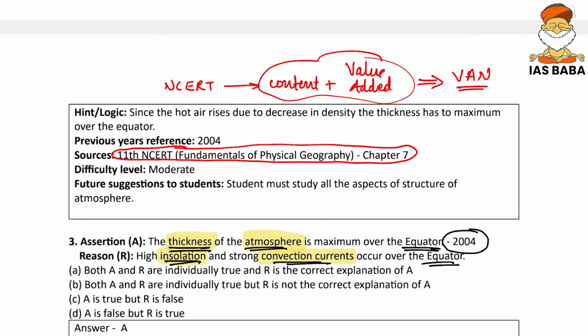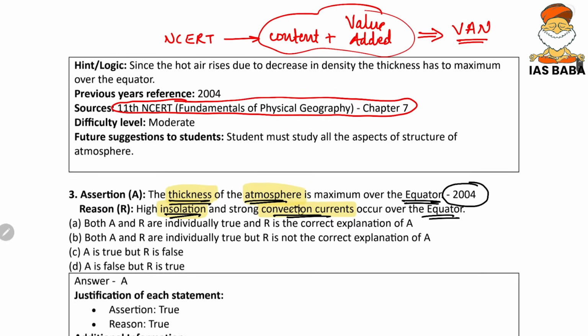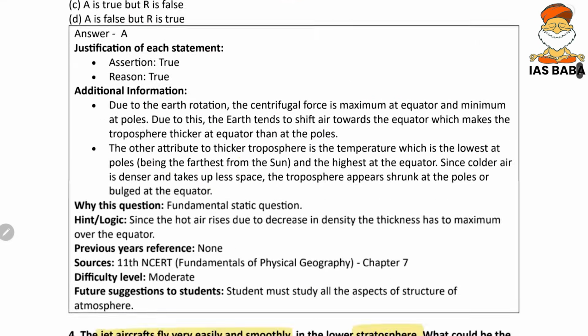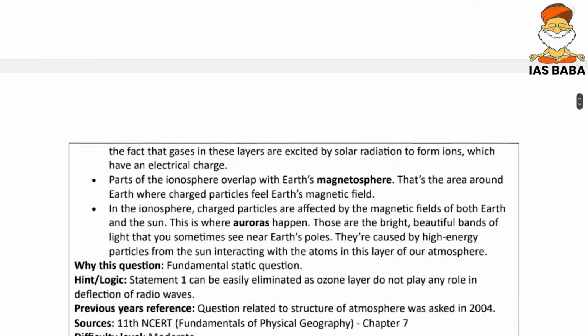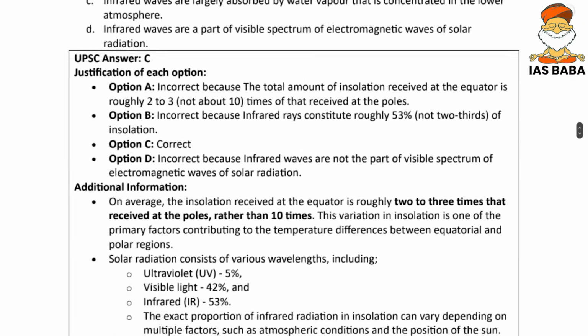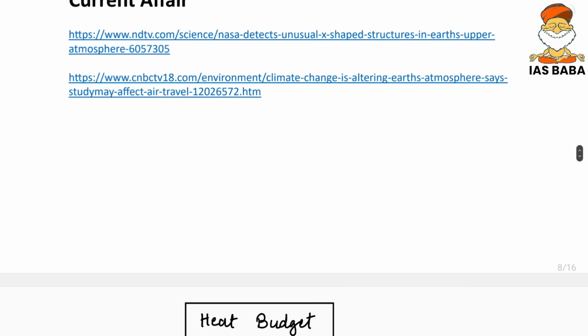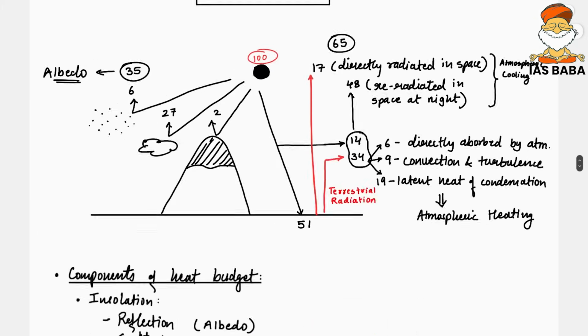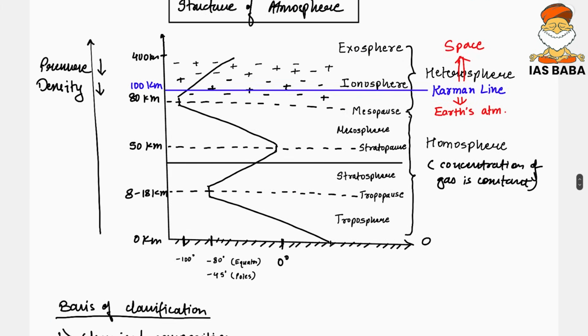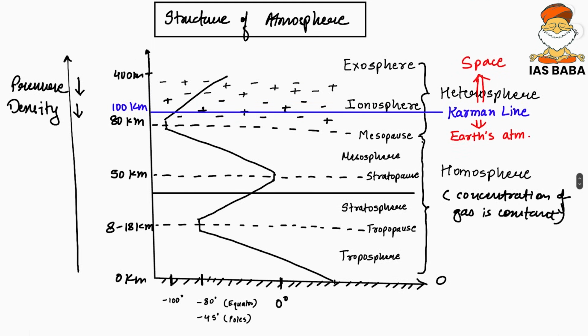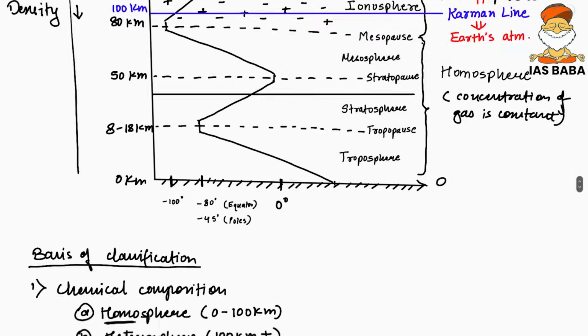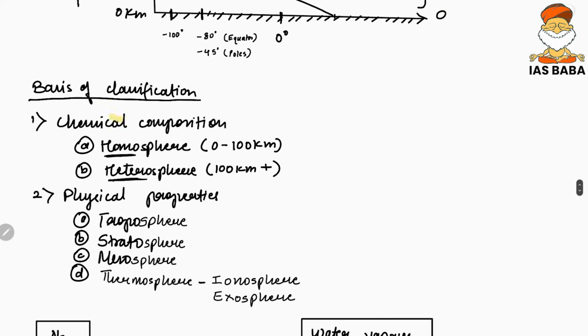So from here I get an understanding that I am supposed to study the thickness of the atmosphere, this concept called convection, and the different layers of the atmosphere, that is troposphere, stratosphere, mesosphere, ionosphere, thermosphere. All of these are to be studied. If we look into the structure and composition of the atmosphere, we see that the atmosphere is broadly classified into two categories.